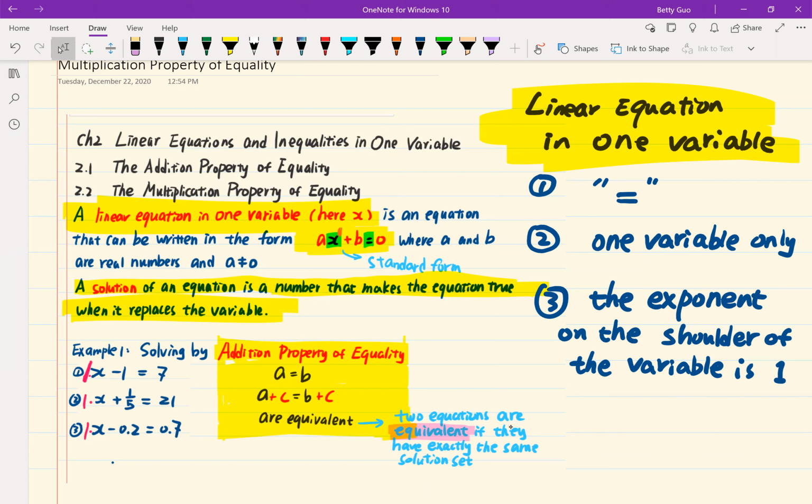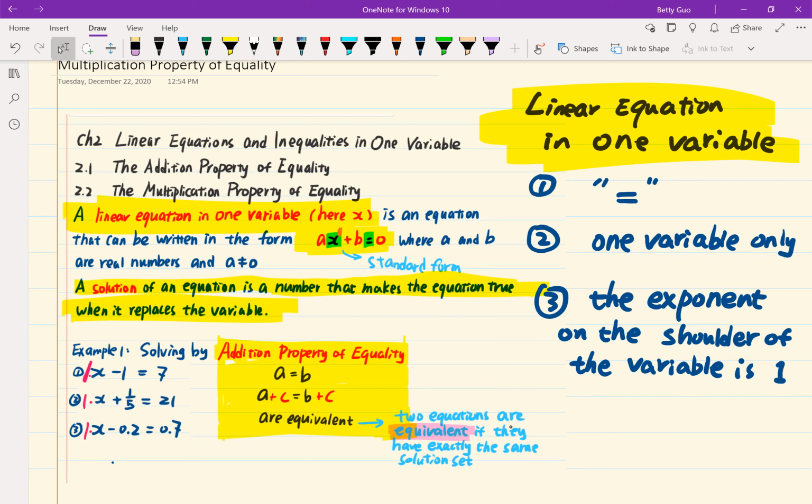So any equation which can be written in the form ax plus b equals 0 is a linear equation in one variable. That's the formal definition. I have a very useful trick that can help us to determine if an equation is a linear equation in one variable or not. Very useful, very convenient. So I have the 3 conditions here. If the expression has an equal sign, it means it is an equation, right? So that's the first condition.